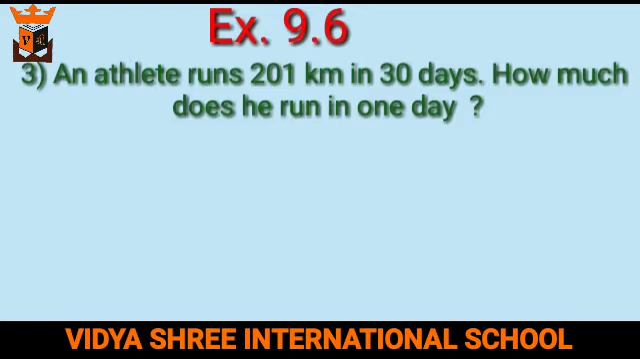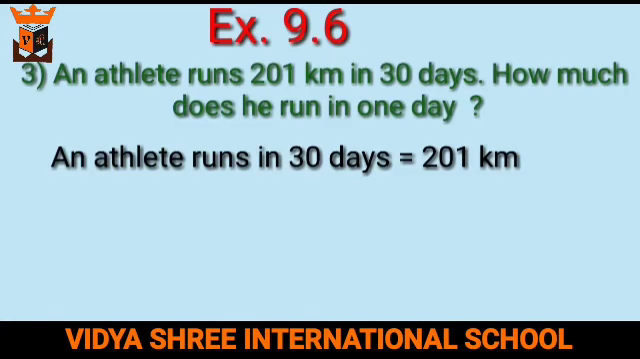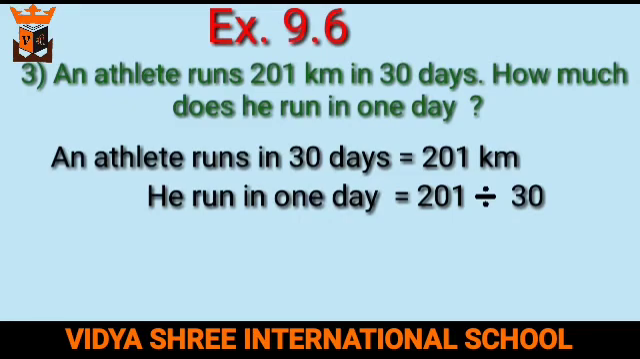Third question is, an athlete runs 201 km in 30 days. How much does he run in one day? It is given in the question, an athlete runs in 30 days is equal to 201 km, and he runs in one day is equal to 201 divided by 30, which is equal to 6.7 km.